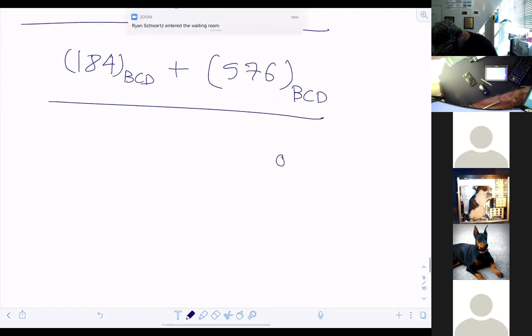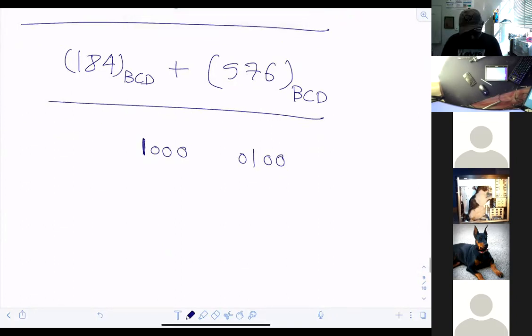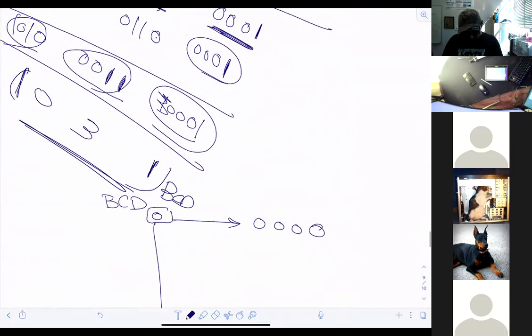So 4 is going to be 0, 0, 1, 0, 8. Sorry, there's a question in the chat. They're saying the answer for the last one is 1031. This one.